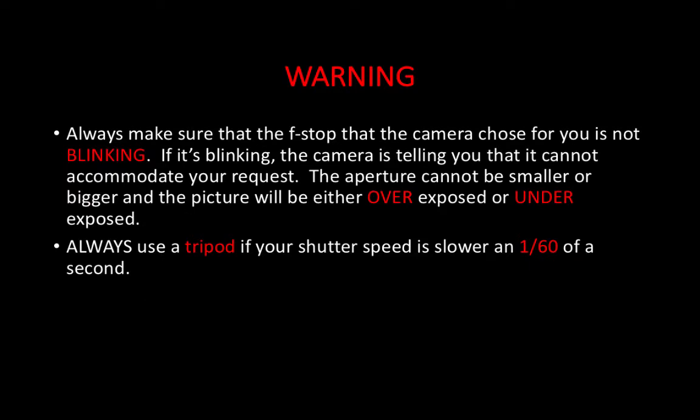As a warning, and do not forget this, make sure that when you set your shutter speed that your f-stop is not blinking. Your camera will choose the optimal aperture size for you to have a perfectly exposed image. However, there is a limit to the aperture that your camera can choose, and if it cannot find an ideal aperture, it's going to blink, and that's the camera's way of saying this isn't going to work. The photo is going to be over or underexposed, so you're going to have to change something. And finally, always use a tripod if your shutter speed is slower than 1/60th of a second.